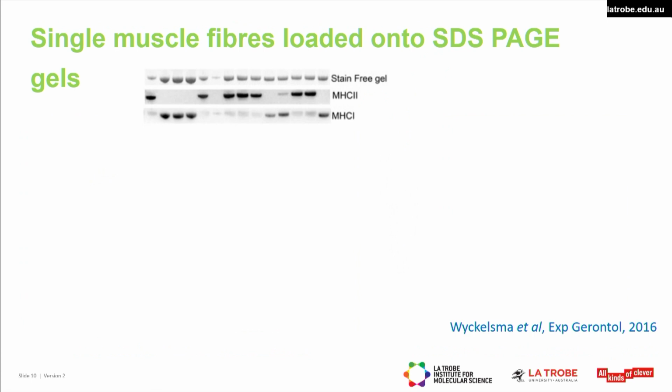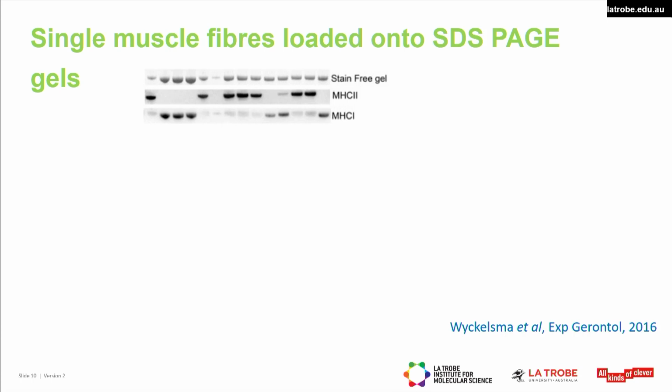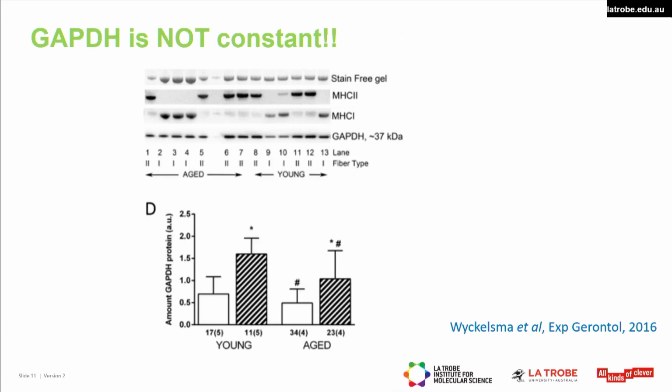So this is what a Western would look like. These are individual fibres that have been loaded, so they are different in size because the amount of protein in a muscle fibre is most dependent on the diameter, not the length, and that's a very hard measure to make under the microscope, and we don't try to do that. We'll use the stain-free gel to tell us what the total protein is. So you can see that these individual fibres were predominantly containing heavy chain 2 or 1.